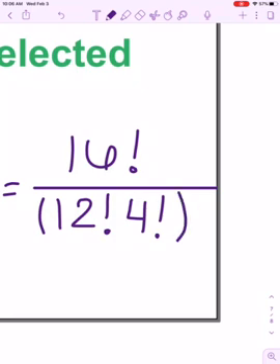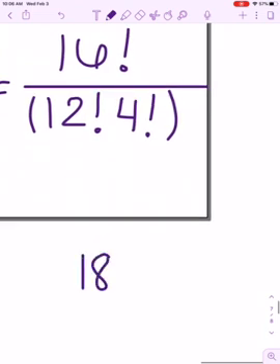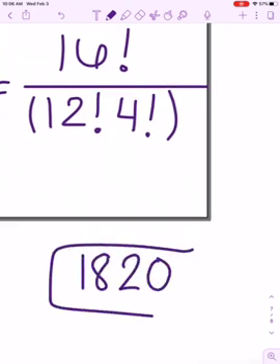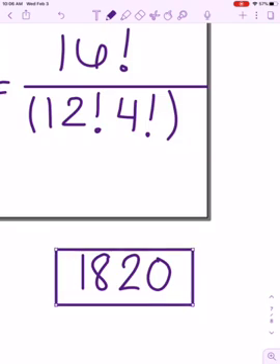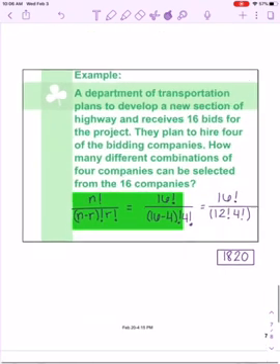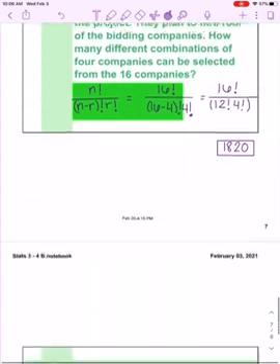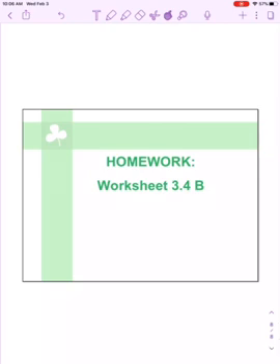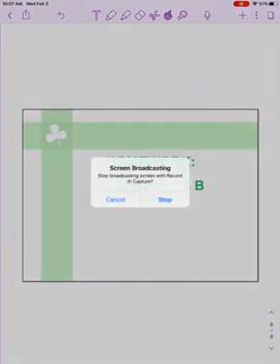Now, this is going to be put into your calculator similar to the distinguishable. You need to put the parentheses around the bottom. So 16 factorial divided by parentheses, 12 factorial, 4 factorial, close parentheses, enter. 1,820. There are a lot fewer ways to do things if the order doesn't make a difference than there are if the order does make a difference. Okay? All right, that's 3-4B.